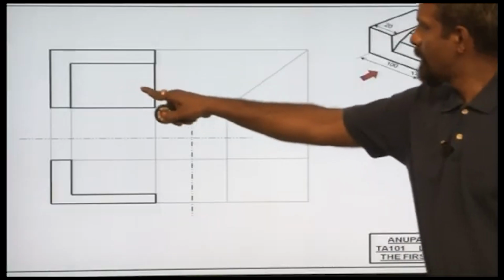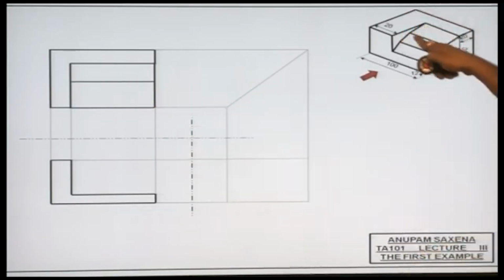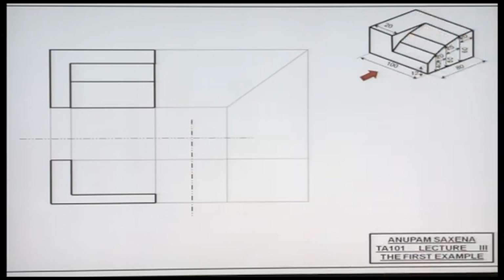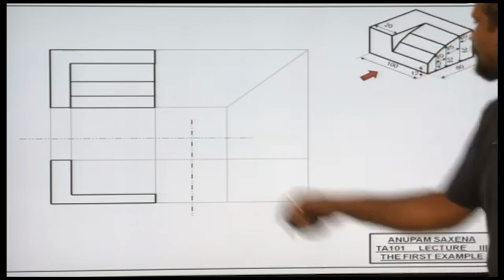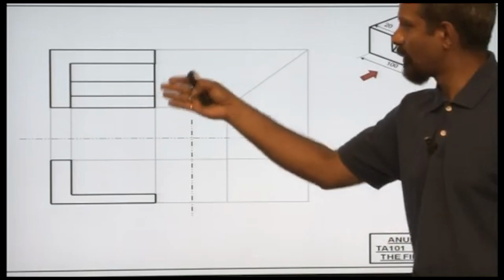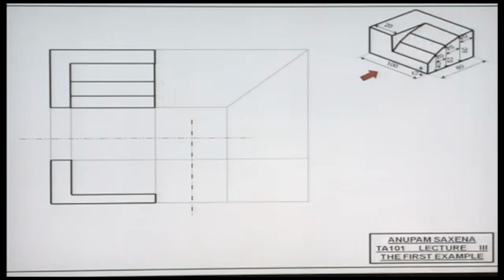Now this one here corresponds to this edge. It's about 20 plus 25 downward, and then I've got this edge right there, which is 20 further downward. So looks like I have been able to capture all features of this object in the top view. Once I have done that, I'll start using my projection lines.